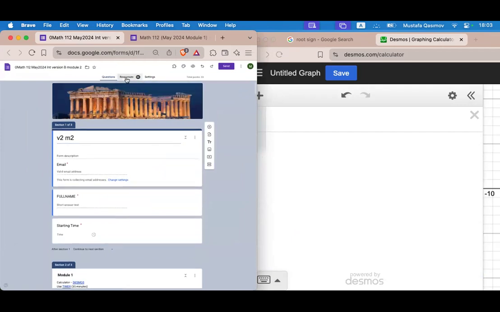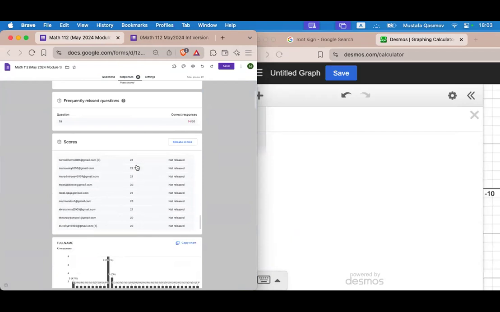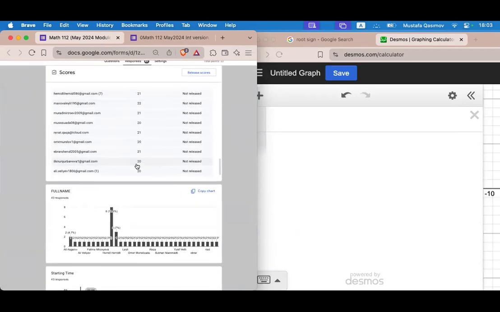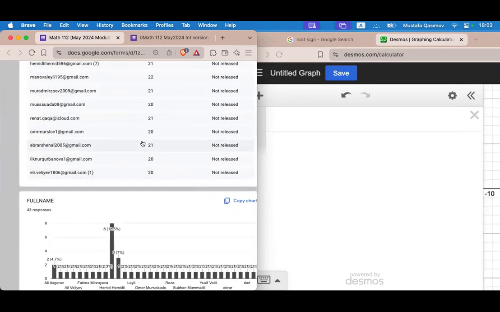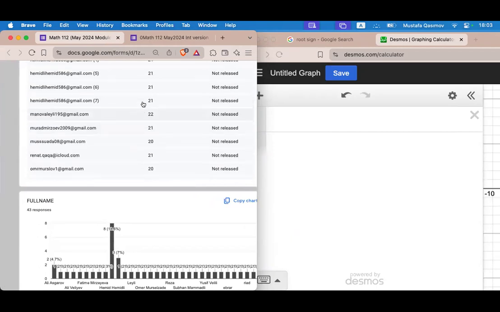Okay, who wrote it? Let's look. Model 1. Ali Valiyev 20, İlknur 20, Ebrar 21, Ömer 20, Renat 21, Suad 20, good. 21 Murat, Leyli 22, Hamid 21.